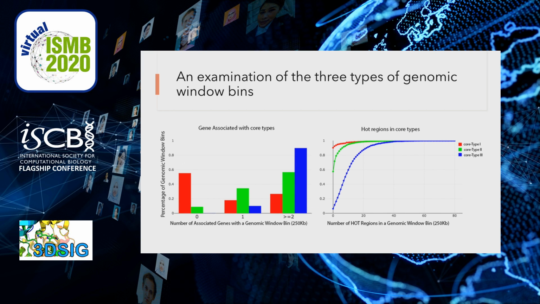Further investigation revealed that 55% of core type 1 bins are not linked to any genes. On the other hand, a majority of the core type 2 and 3 bins are associated with at least 2 genes. Similarly, the highest percentage of hot regions are located in the core type 3 bins, indicating that intrachromosomal interactions of these core bins might have a functional role.